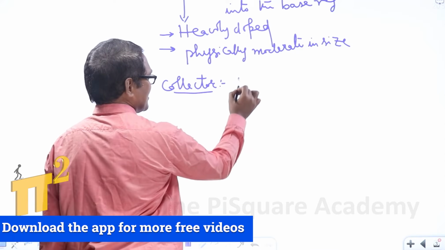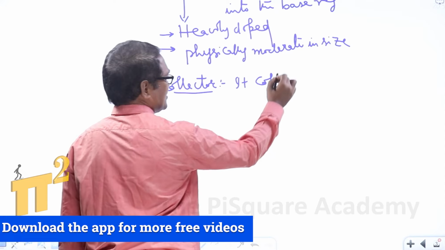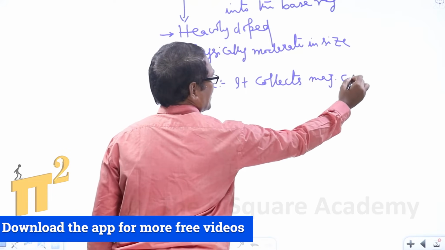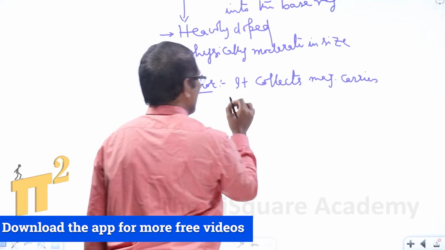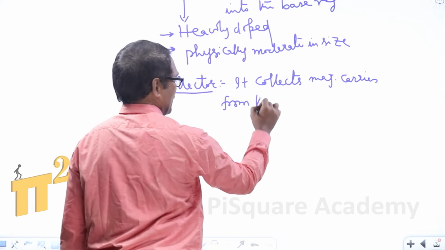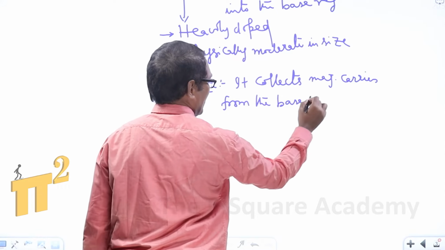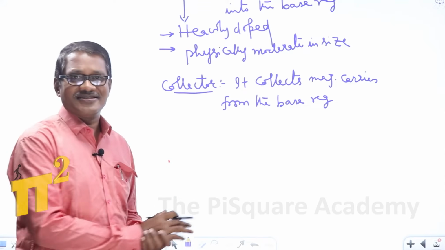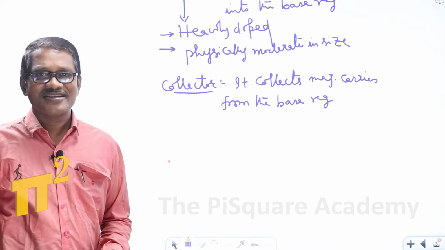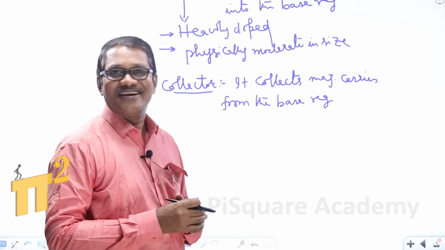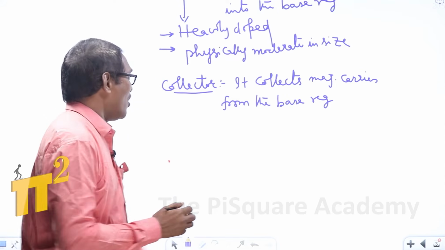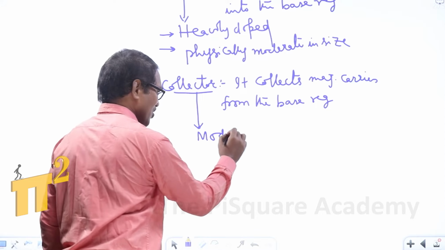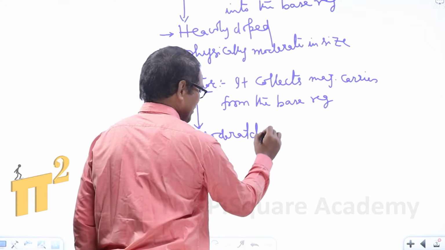So it collects majority charge carriers from the base region. That is the basic function of the collector, which collects majority charge carriers from the base region. Right? And it is moderately doped. Here we have to carefully observe, moderately doped.